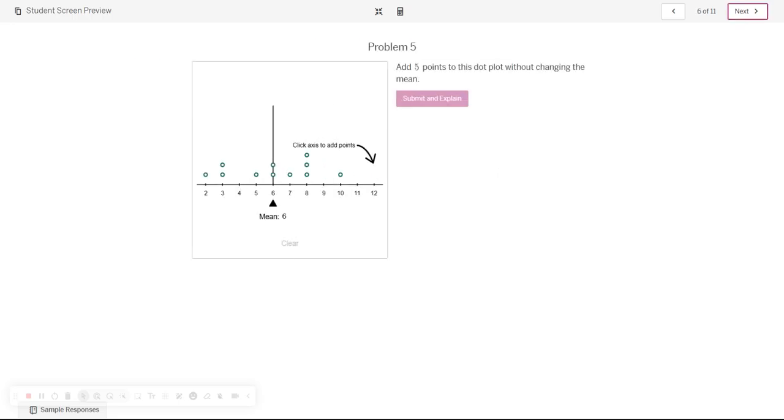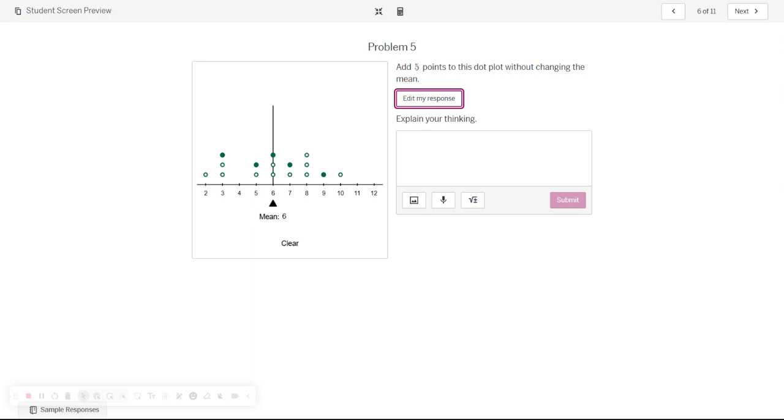Add 5 points to this without changing the mean. So for every one above it, I need one below it. If I put one at 5, I need to put one at 7. They're both 1 apart. If I put one at 3, which is 3 away, then I need to put one at 9, which is 3 away. And then I need one in the middle. At this point, I would have 4 on each side.